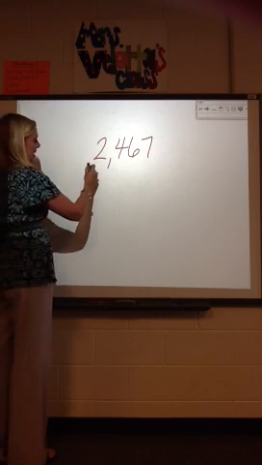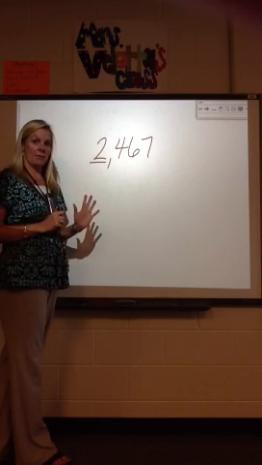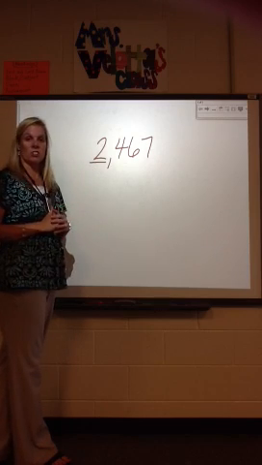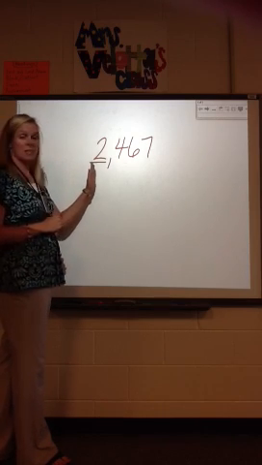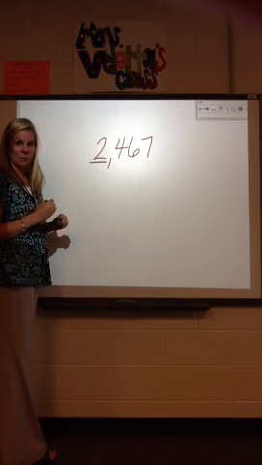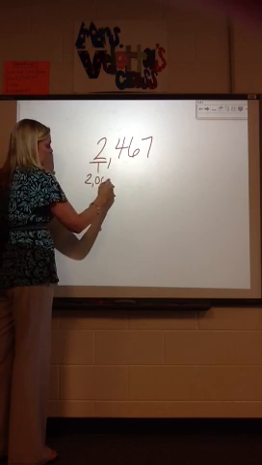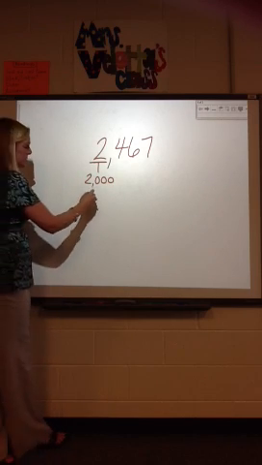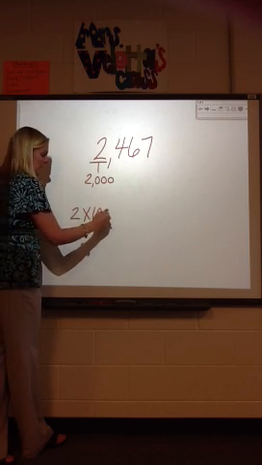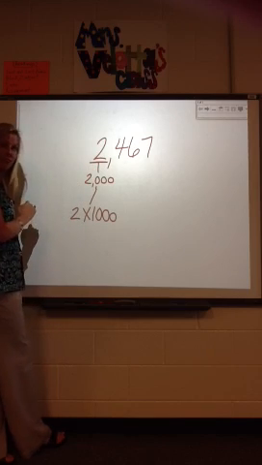So we have expanded form. We're going to take the value of each digit, and we're going to start on the far left. We're going to start with the place with the largest value. In this case, that would be the thousands place. So we're going to start with the 2 in the thousands place, and the value is 2,000. So I'm going to bring that down here, and I'm going to say 2 times 1,000. Again, this would equal 2,000, which is the value of the thousands place.